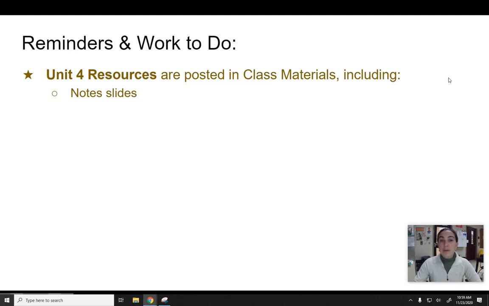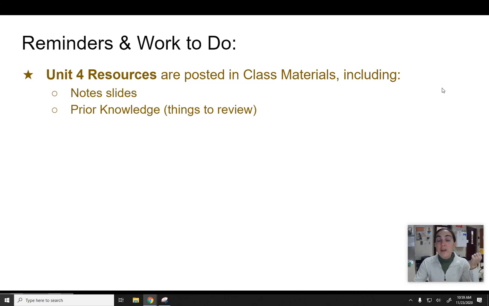In those Unit 4 resources, you will find a copy of these slides. I know you have them printed out, but this is a good place to check if I add things to the slides. You can always go back and look at those slides that I added. Or if there are videos or animations or things that are linked to the slides that I show you during the lecture and you want to go back and look at them later, those links are in the note slides that are posted in the class materials.